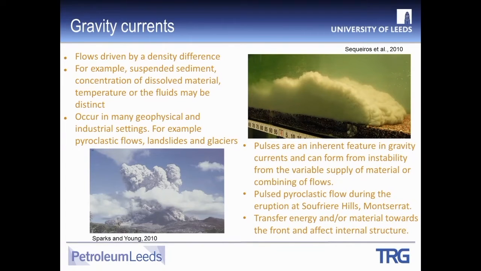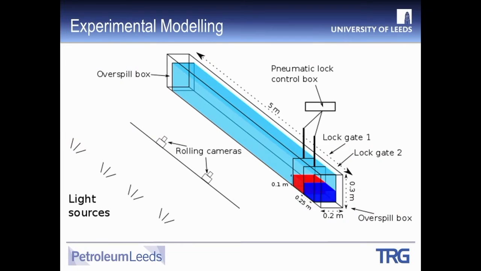A really nice example of this was the eruption of the Soufriere Hills volcano in Montserrat in the late 1990s. Here, these are pyroclastic flows on the side. The eruption lasted about 25 minutes, but there were 3 distinct pulses during that eruption. These pulses can transfer energy and material towards the head of the front, and they can affect the internal structure.